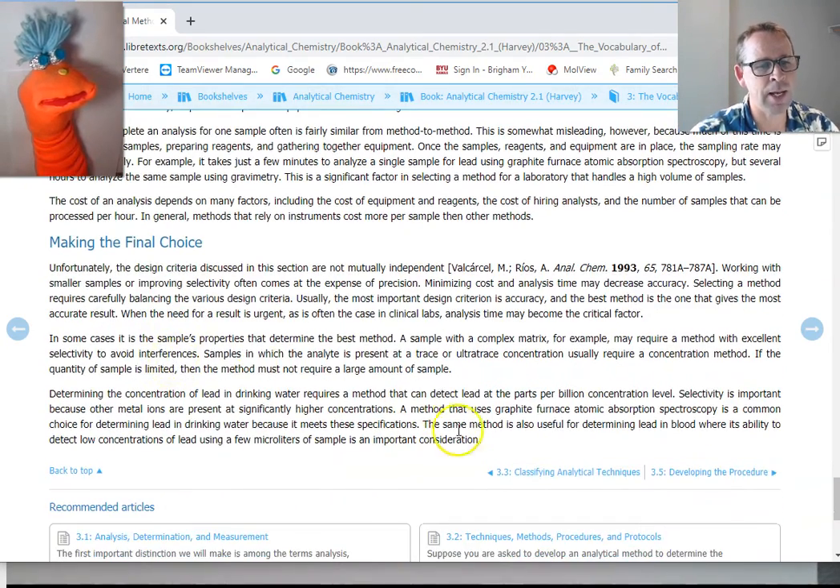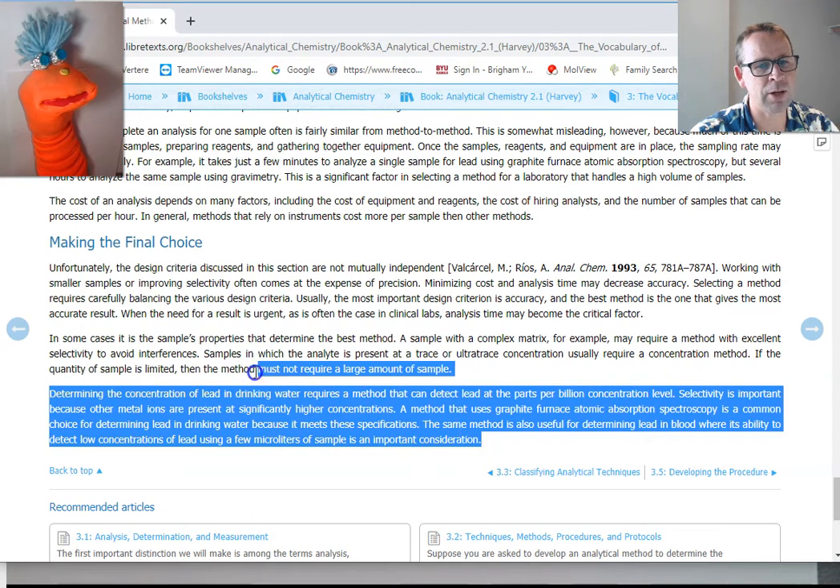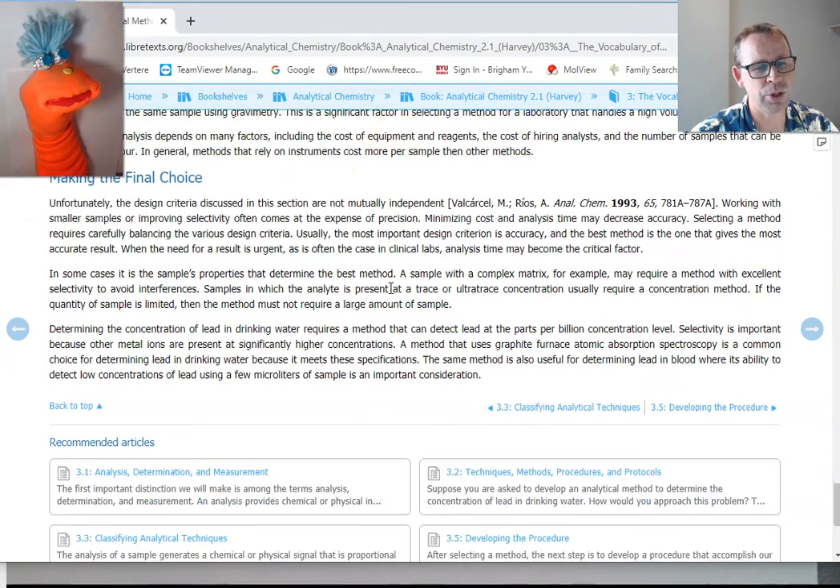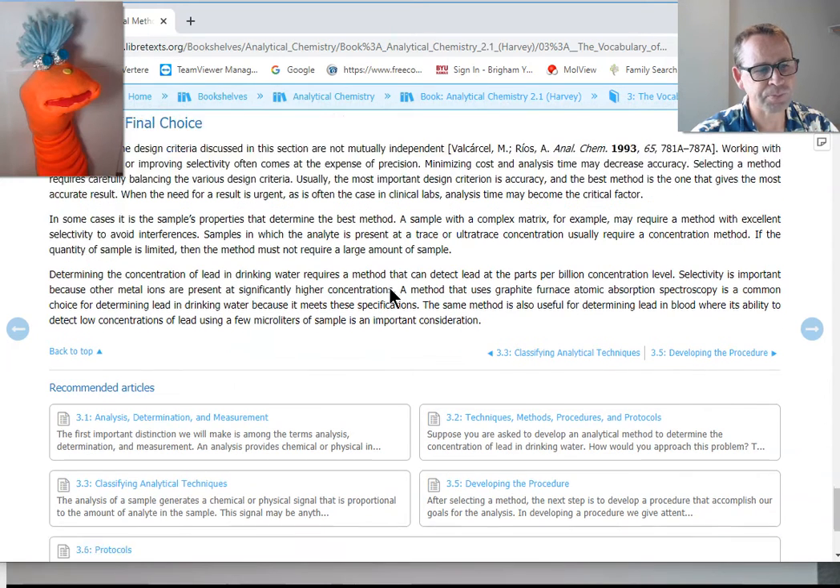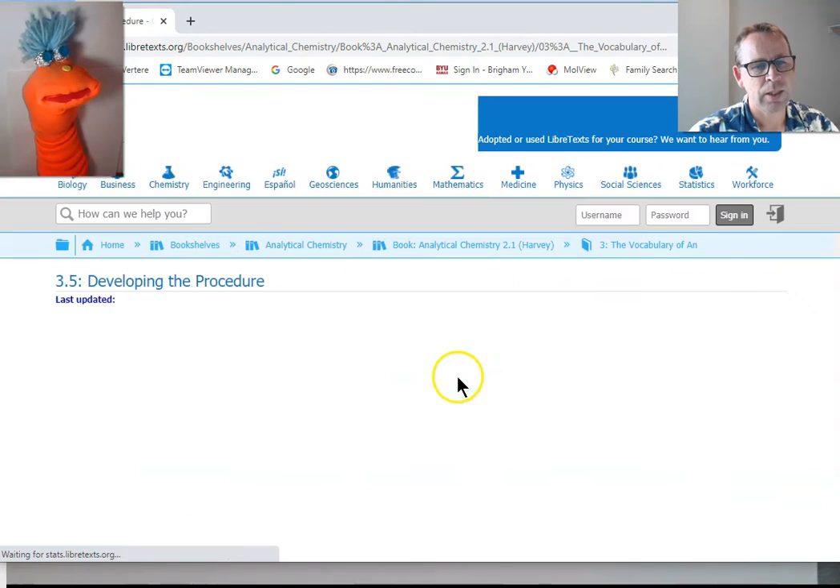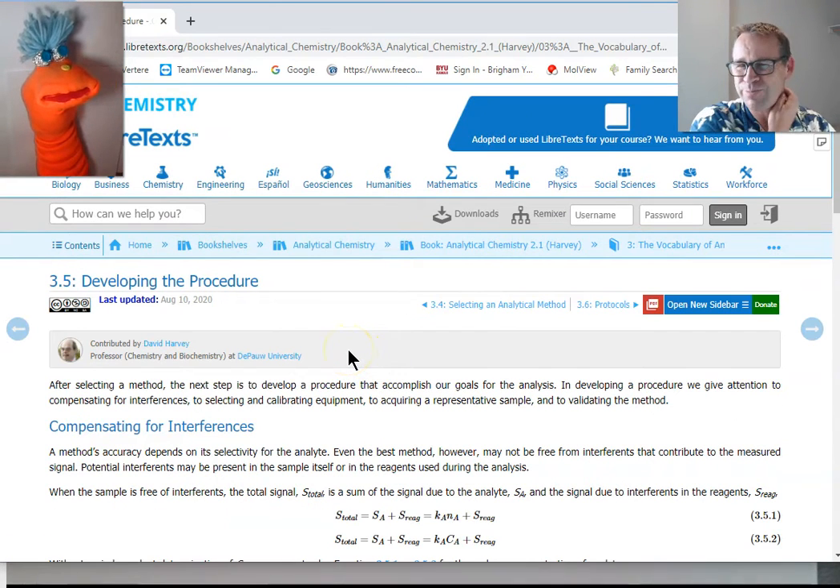All right, and again, this is basically what we've been talking about. The final choice can be kind of convoluted. It's not always cut and dry. There are a lot of parameters associated with the method that you decide to use. So, how about the procedure? How are we going to develop our procedure?